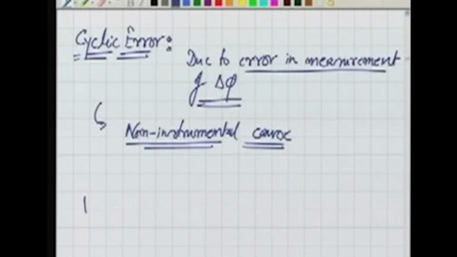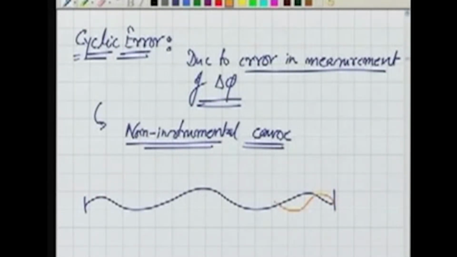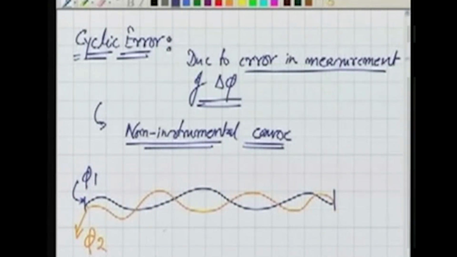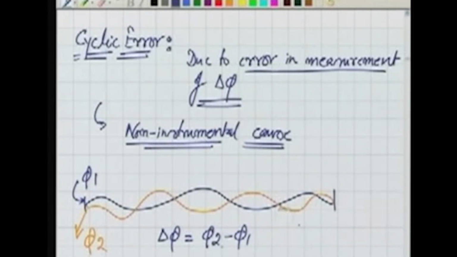For example, if we are interested in measuring this distance, our signal will go and will come back. While it comes back, we measure the phase phi 2, and the first phase was phi 1. So the outgoing phase is phi 1 and the incoming is phi 2, and we determine delta phi as phi 2 minus phi 1, and that is the phase difference. Now this phase difference will give us the distance, but let's say there is some external factor.